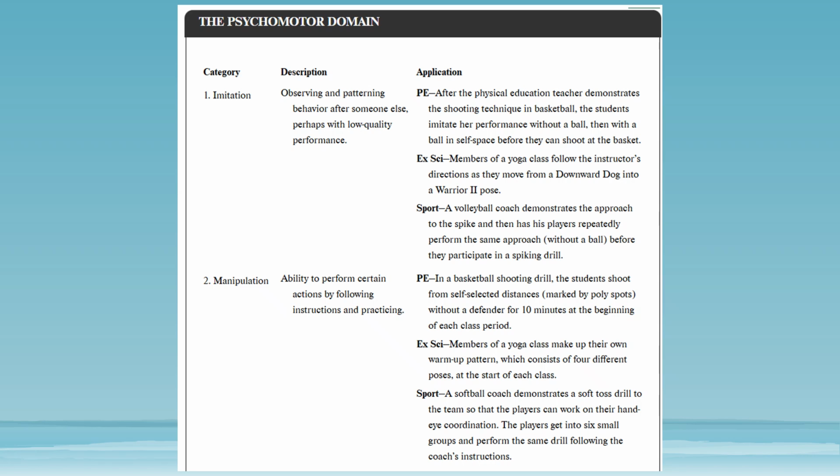The second category is manipulation, and this is where you're performing skills by following directions and practicing, beginning to refine those movements through repetition and guidance. So students choose from poly spots in a basketball drill without defenders for 10 minutes at the start of class. And the yoga class participants create and perform their own warm-up pattern using 4 different poses. Whereas in a softball drill, players practice a soft toss drill in small groups, working on hand-to-eye coordination based on the coach's instructions.